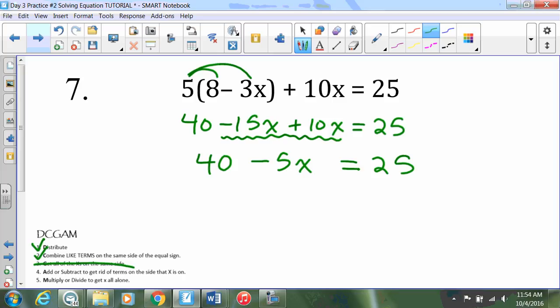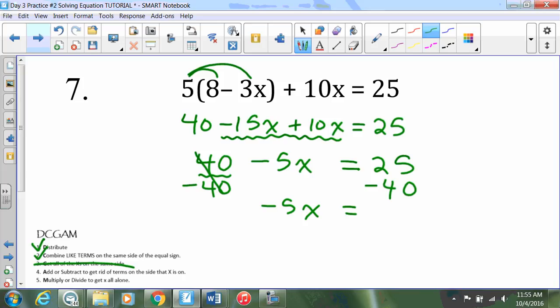So I'm going to look at this 40, and I need to get rid of him first. He's just a positive 40. If you look to the left of him, there's no negative sign. That minus sign you see, that's a negative sign that belongs to the 5x. So this 40 is positive, and to get rid of it, we are going to subtract it. And whatever we do to one side, we have to do the other. 40 minus 40, gone. I'm going to bring down the negative 5x.